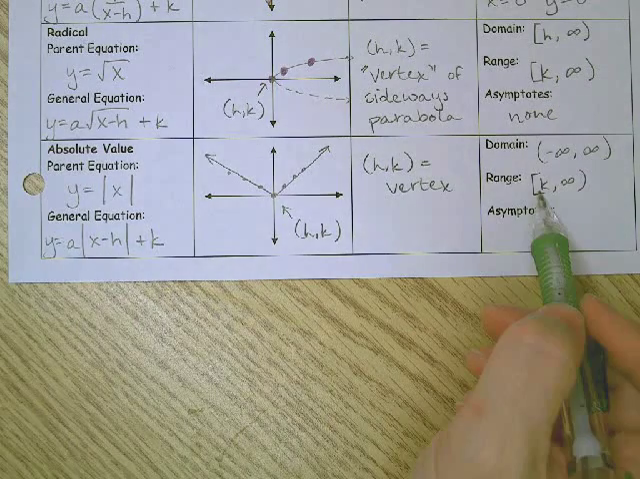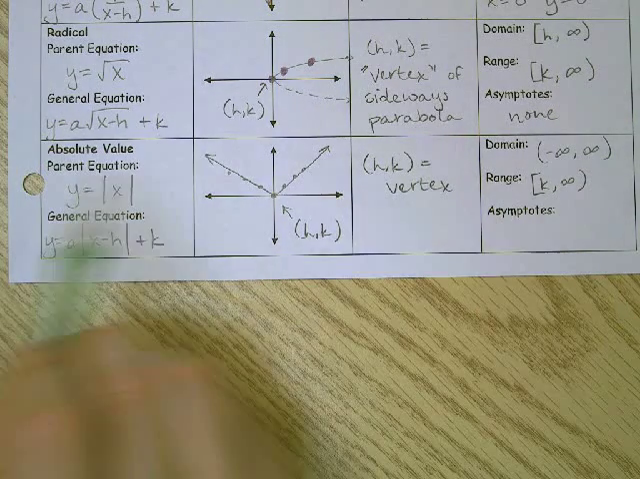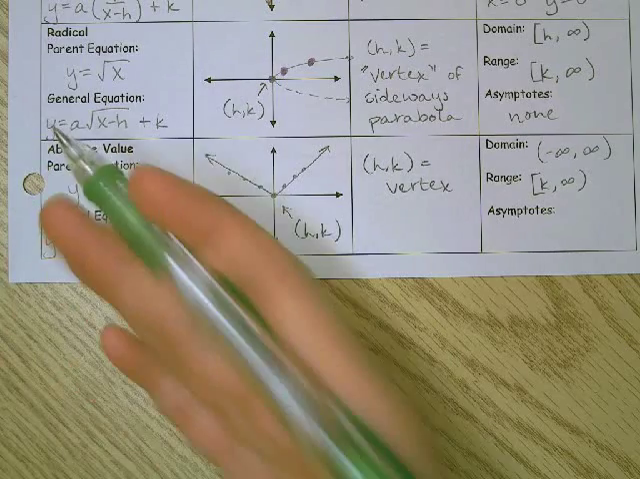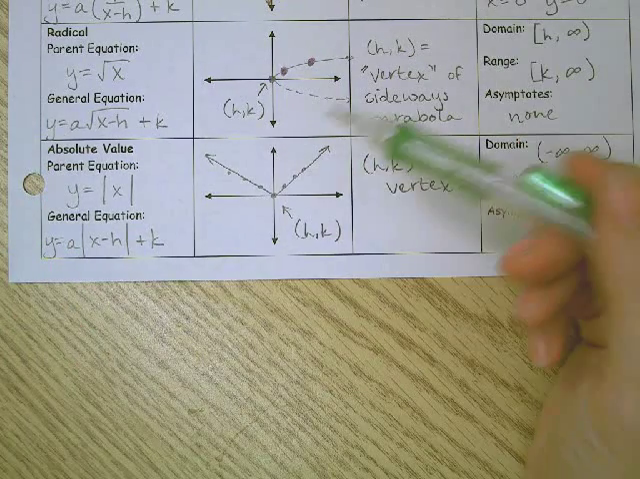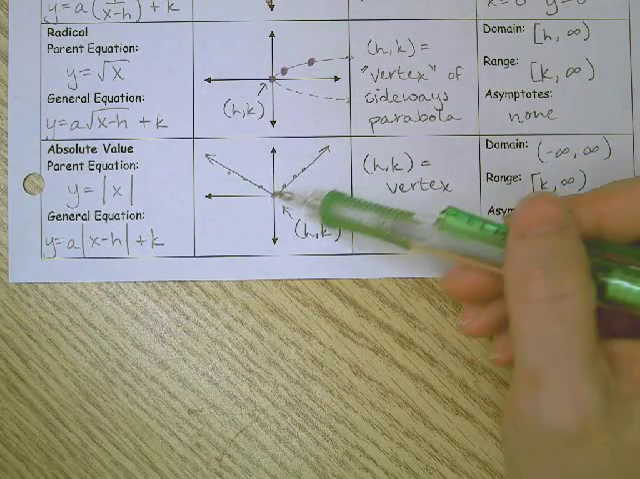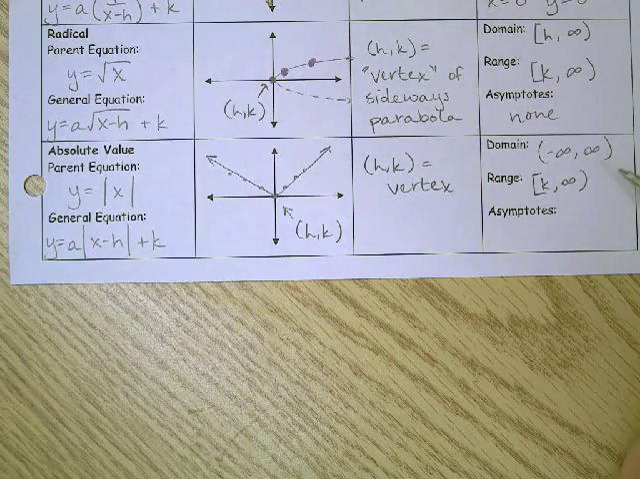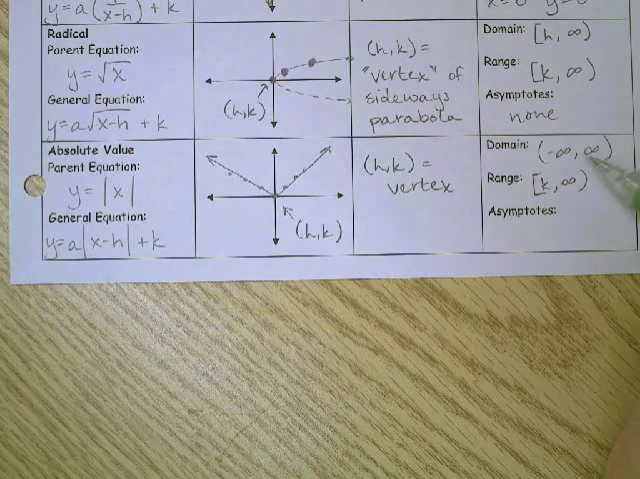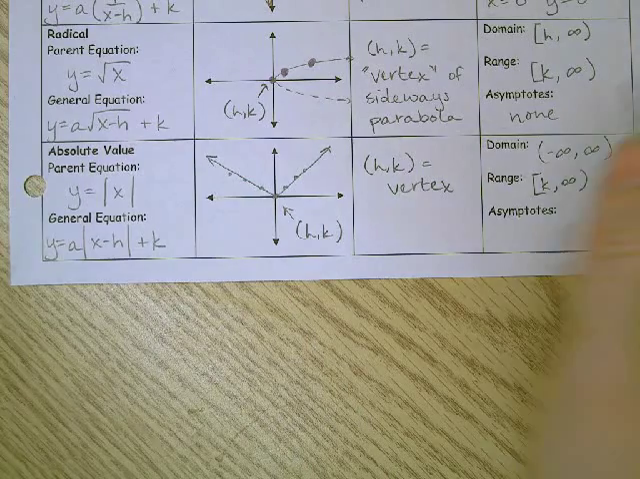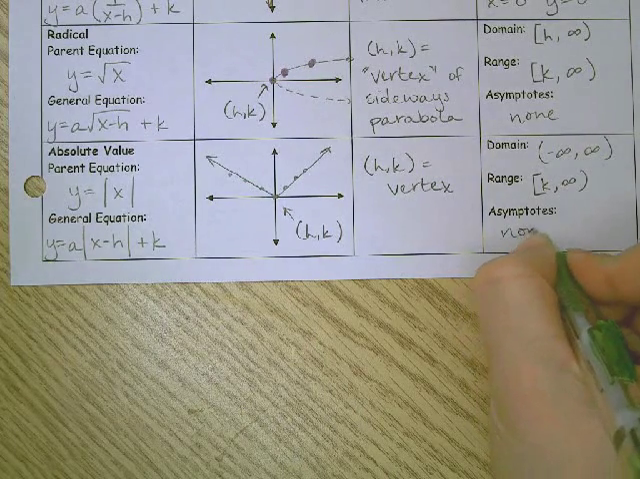The only thing you need to watch for with that general part of range is if a is negative, and that flips this so it's pointing down, because if the negative is outside of those brackets, that makes everything negative. Then this would be negative infinity up to k, included. And we have no asymptotes on this one as well.